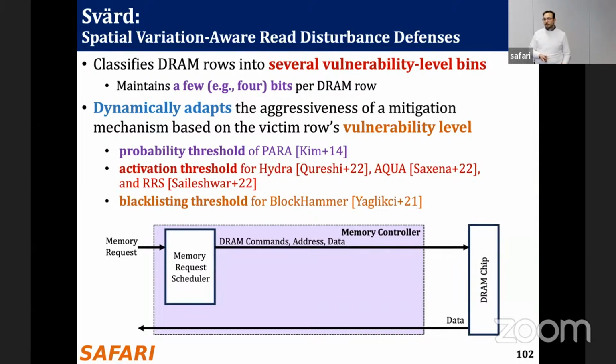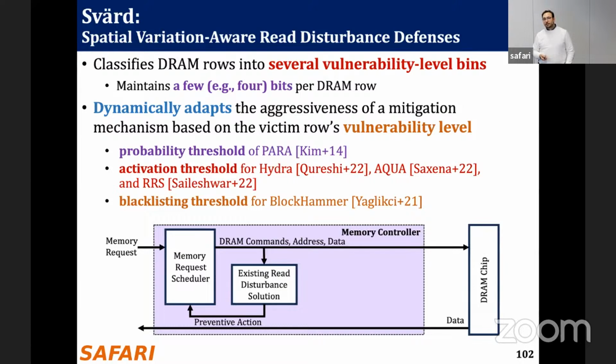So this is, again, a cartoonish picture of how your memory controller looks like. Your memory requests come from the front end of the processor to a memory controller, and there's a memory request scheduler here. And this memory request scheduler generates DRAM commands and sends the address and data as well to the DRAM chip. And in back, you get data back, right? If it's a read command, for example, you get the data back.